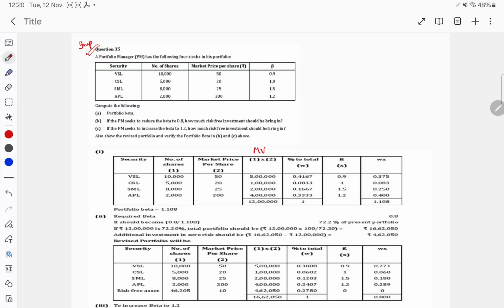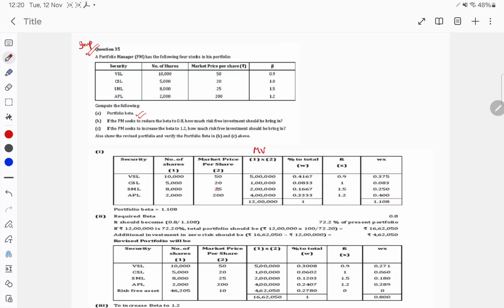I'll first give a quick read of this question, and then I'll explain the answer, how to solve this question if it appears in your examination. Okay, so let's start. A portfolio manager has the following four stocks in his portfolio: VSL, CSL, SML, APL, whose number of shares are given, the market price per share is given, and the beta value is given. So what you have to compute is firstly the portfolio beta.